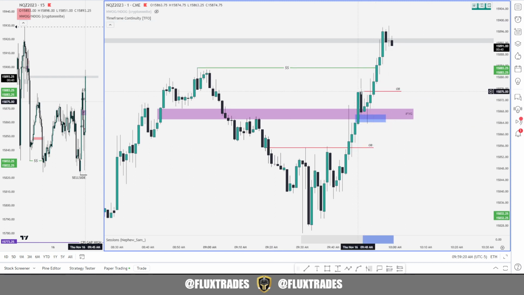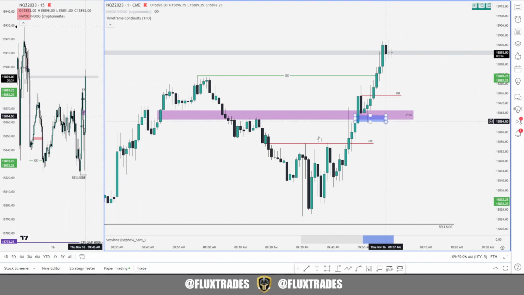Then once we saw this trade out through the order block, I put it at this swing low, and then we just smash all the way through.